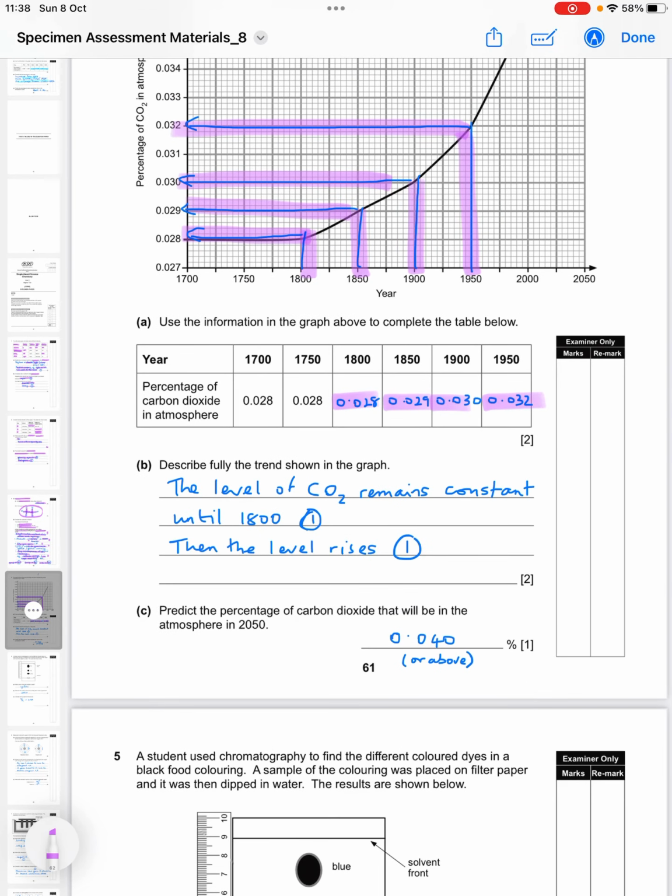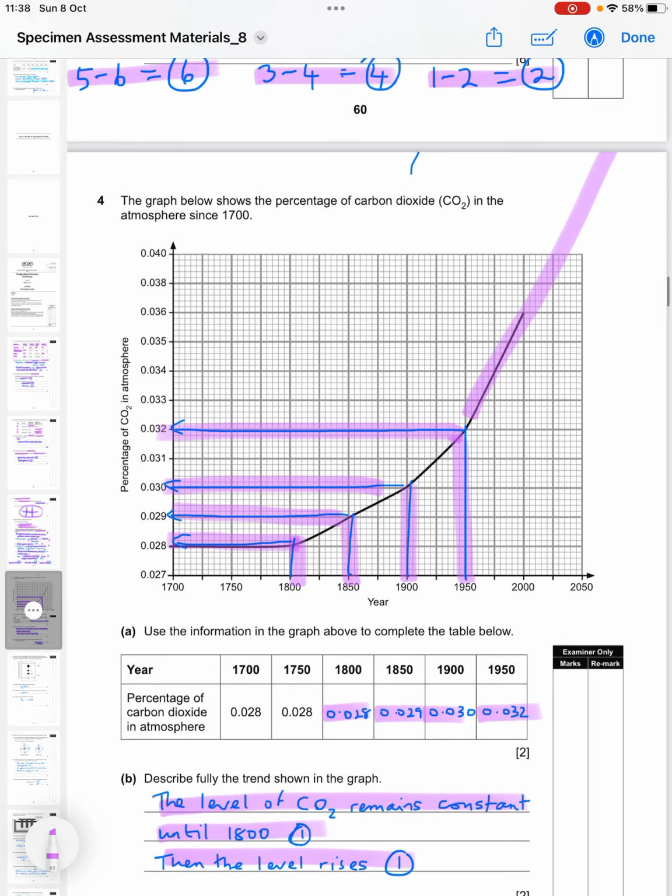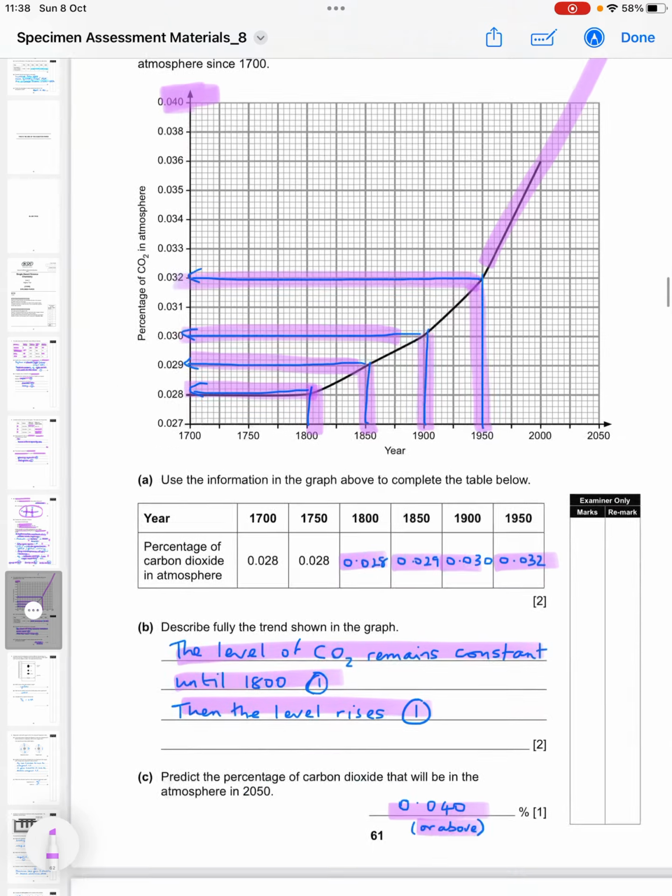Describe fully the trend in the graph. The level of carbon dioxide remains constant until 1800, and then the level rises. And then predict the percentage that'll be in the atmosphere in 2050. So 0.04 or above. You're just looking at this graph here and extrapolating up, so it's going to be above this number here.